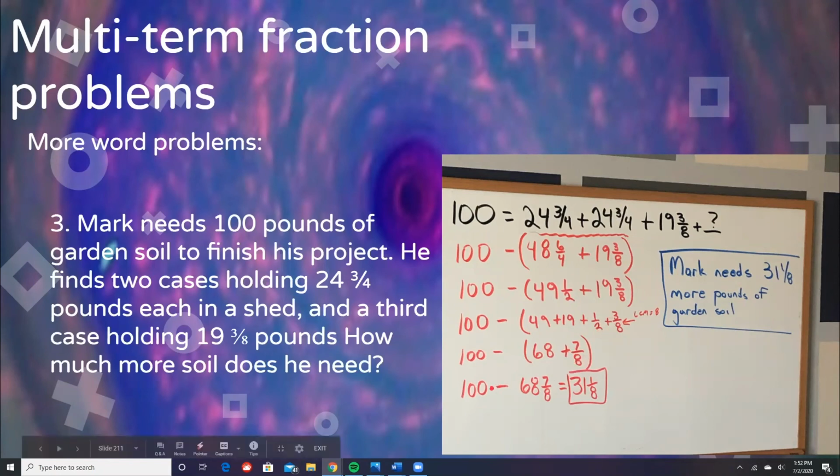So now we know that it's going to be 100 minus 68 and 7/8, and our simple solution should be 31 and 1/8. And what does this tell us? That Mark still needs 31 and 1/8 more pounds of garden soil. Your solution, if you used a tape diagram, if you used a picture model, whatever you used, as long as you came up with a solution of 31 and 1/8 more pounds of garden soil, you've done a good job.